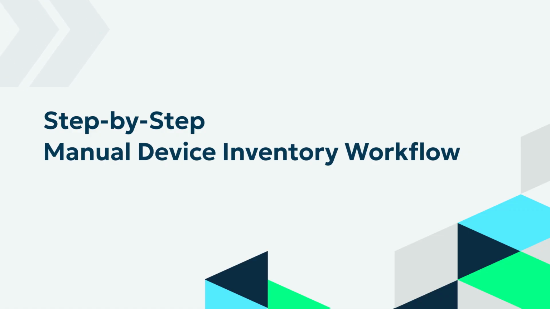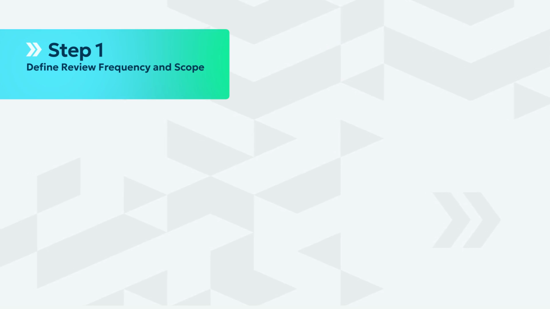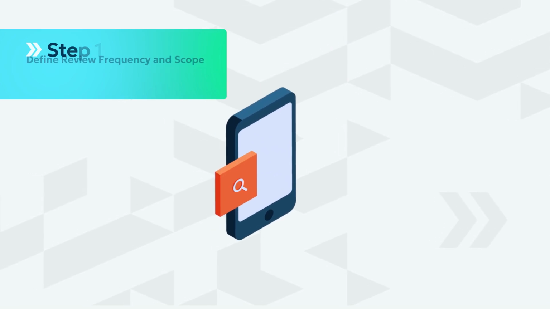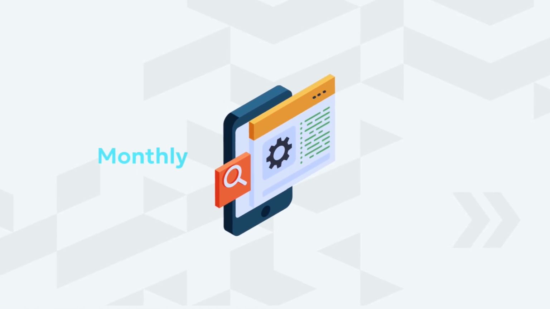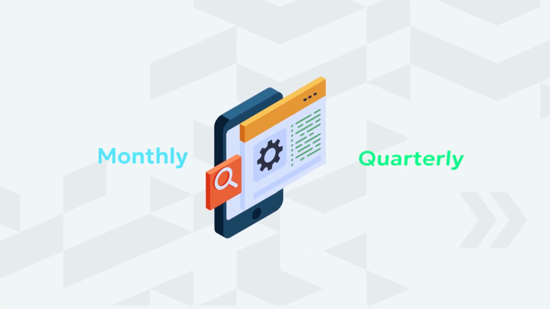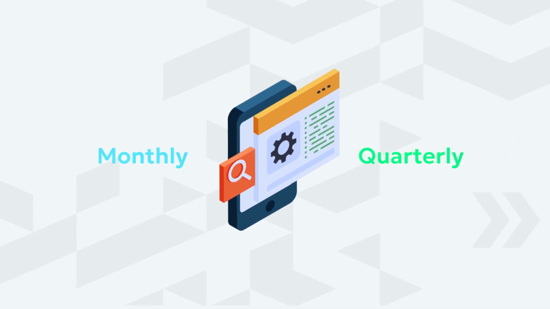Step-by-step manual device inventory workflow. Step 1. Define review frequency and scope. Start by determining how often reviews should occur. Monthly reviews are ideal for high turnover environments, while quarterly reviews are more efficient for stable clients with minimal churn.